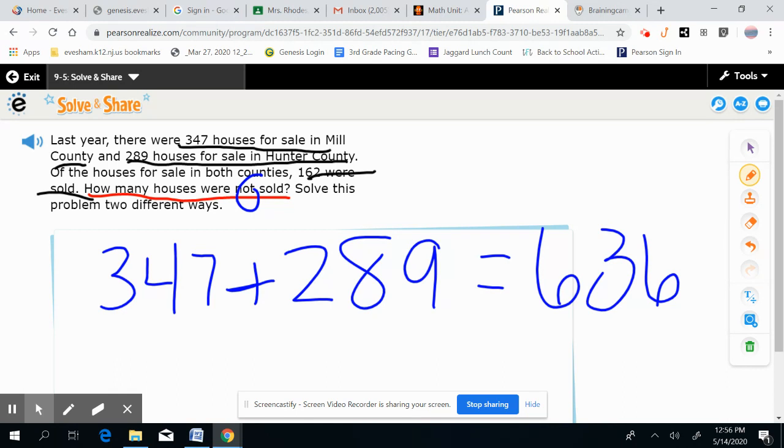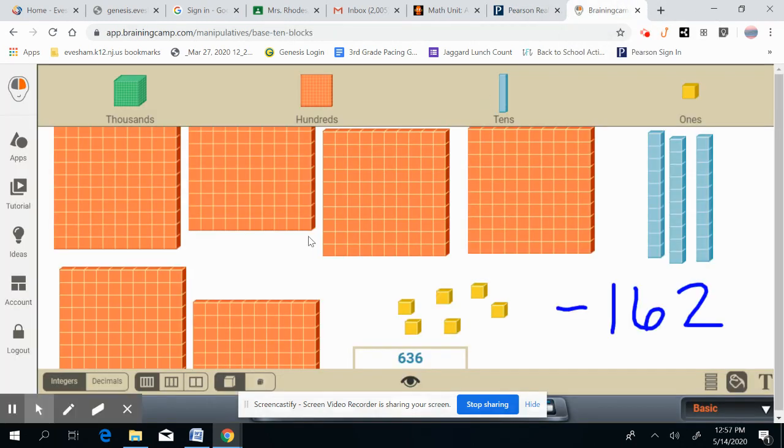So what I'm going to do now is go into our Braining Camp and use the base 10 blocks to subtract. All right, so I built my number 636. Okay, you can see I have 1, 2, 3, 4, 5, 6 hundreds. I have 3 tens, and I have 6 ones.